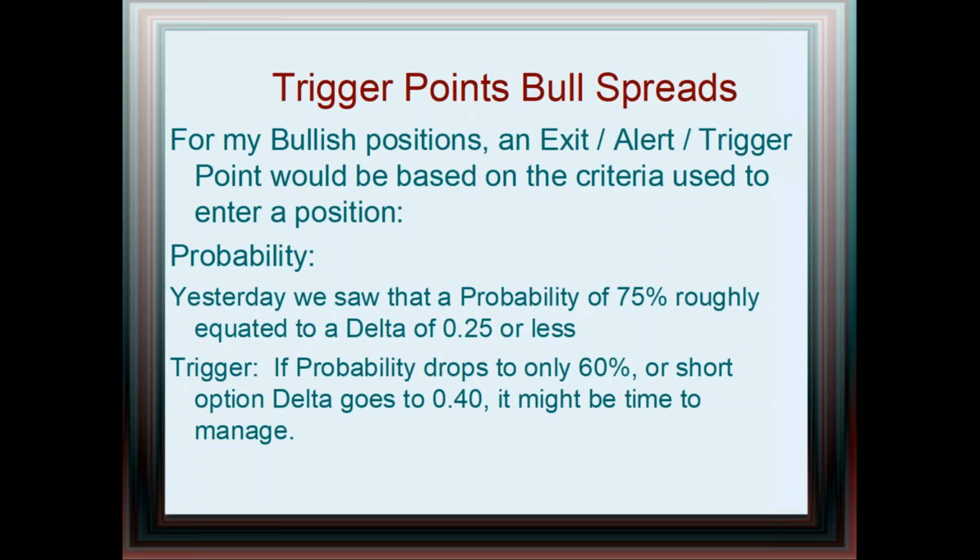No. So while we're in the trade, if my probability drops down to 60 because the stock is moving against me, or the delta goes up to 40, that's a trigger point. It might be time to manage the trade.